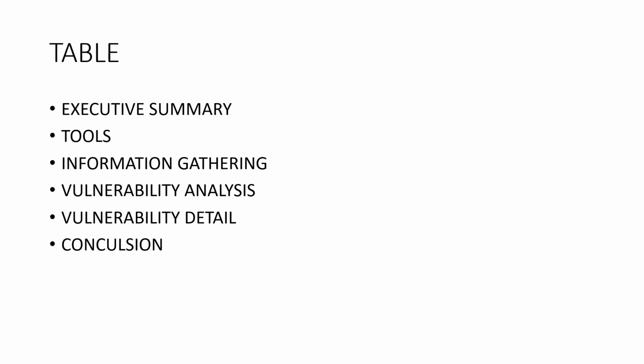So first we will talk about the executive summary of the institute, and then we will discuss the tools that we have used. There are a lot of different types of tools, and then we will go for the information gathering. We have done two types of information gathering, passive and active. Then we will move forward to the vulnerability analysis. Then we will discuss all the vulnerabilities in detail, and at the end we will go for the conclusion of the whole presentation. So let's get started.